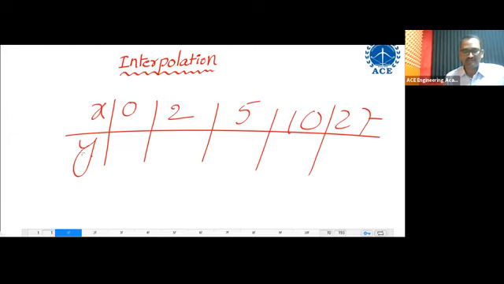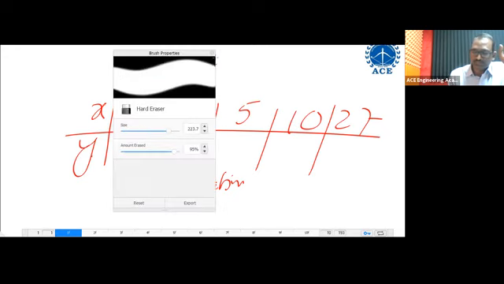Value of the function means y. Finding the value of the function outside the given range. Outside the given range means finding y value outside this range. That is extrapolation. Means finding y value at 29, finding y value at -1, -2, and so on. So finding the value of the function y for any x value which lies outside the given range, means outside of 0 to 27, that is called extrapolation.